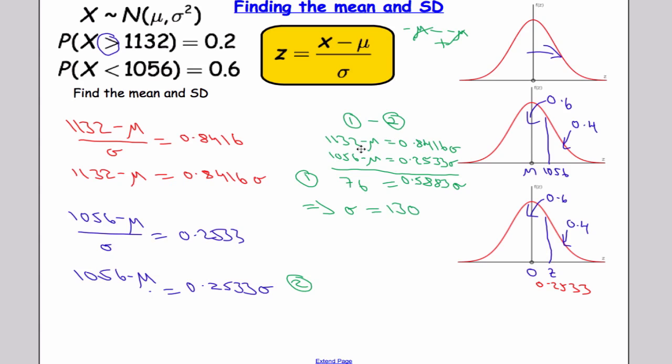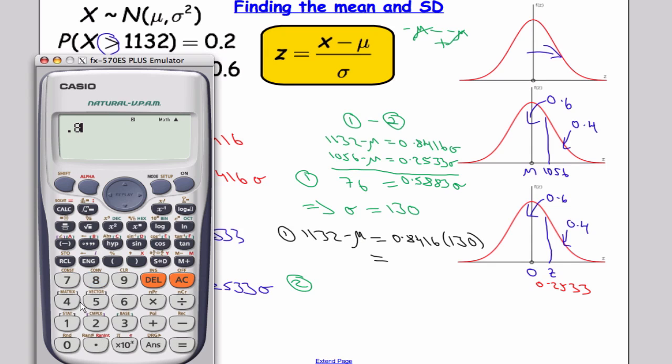So because I know sigma, I can substitute into one of the equations and get mu. Both equations are pretty difficult to use, so let's just choose equation 1 and swap colors. So using equation 1, we get 1132 minus mu equals 0.8416 times sigma, which in this case is 130. Alright, 0.8416 multiplied by 130 is 109.408.